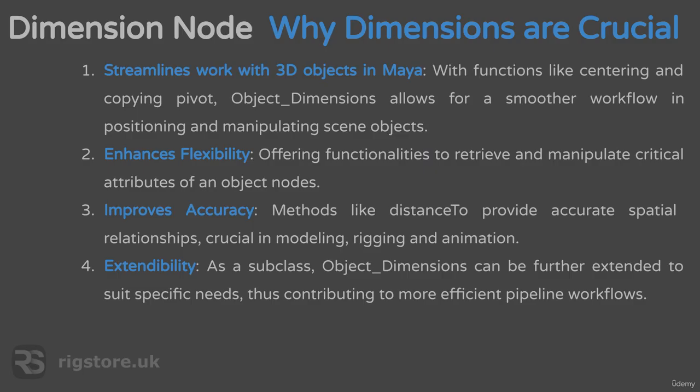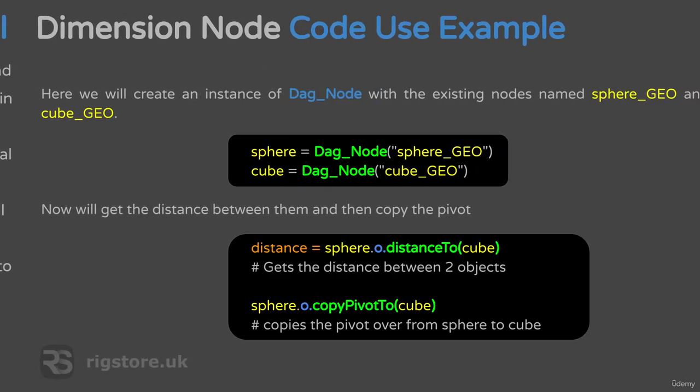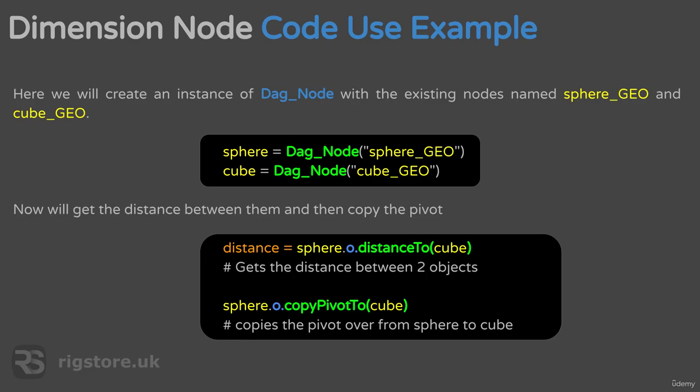Extendability. As a subclass, object dimensions can be further extended to suit specific needs, thus contributing to a more efficient pipeline and workflow. So here's an example of our dimension node code, which will be accessed using the dot notation O. Again, like with attributes, it'll be quite simple. We only have two of these set up at the minute, which again will make sure that things are readable and that the doc strings on them are clear.